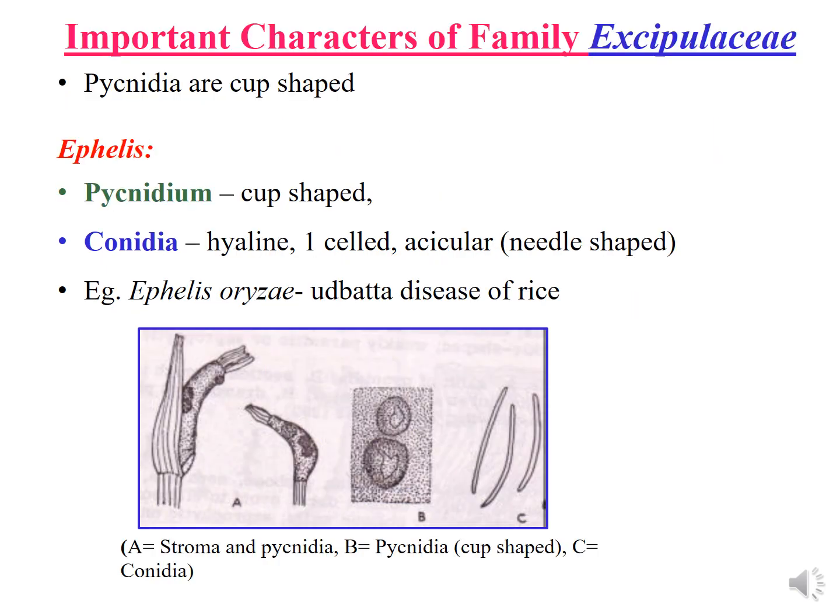So, the important characteristics of the family Excipulaceae. We already covered one family, now another family, Excipulaceae. In Excipulaceae the pycnidia are cup shaped. In the previous class it was globose in shape, here it is a cup shaped pycnidium. An example is Asteroma, where the pycnidium is cup shaped, and conidia are hyaline, one celled and acicular, that is, needle shaped conidia. An example is Entyloma oryzae, which causes udbatta disease of rice.